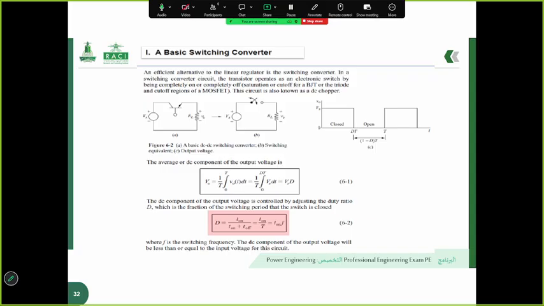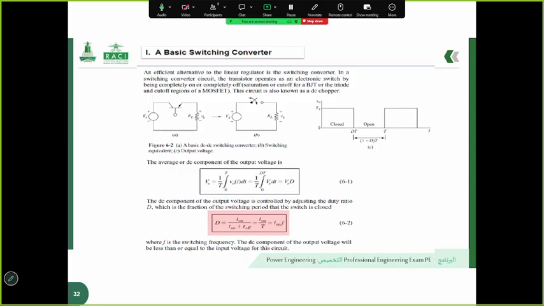The waveform shown in part C represents the output voltage over time. It is a rectangular pulse that alternates between the input voltage level and zero, depending on the switching state. The duration for which the switch remains on is denoted as DT, while the off duration is (1 minus D) times T, where T is the total switching period.